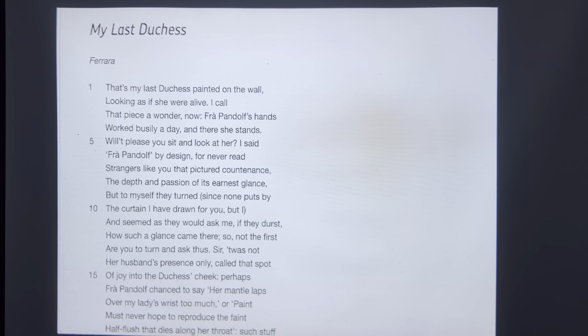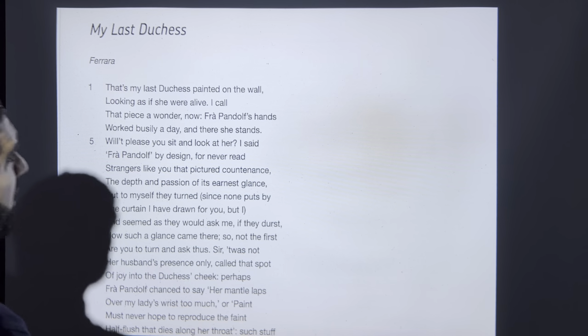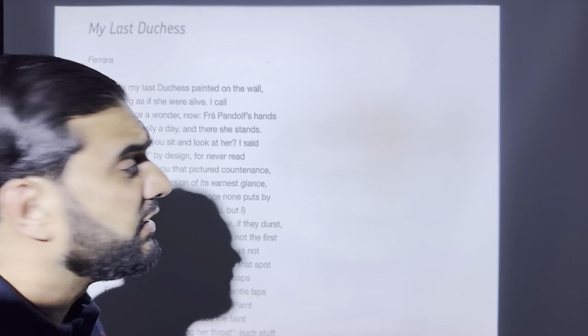Let's go through it. That's My Last Duchess painted on the wall, looking as if she were alive. Basically, guys, you've got a duke. Actually, let's read it first.